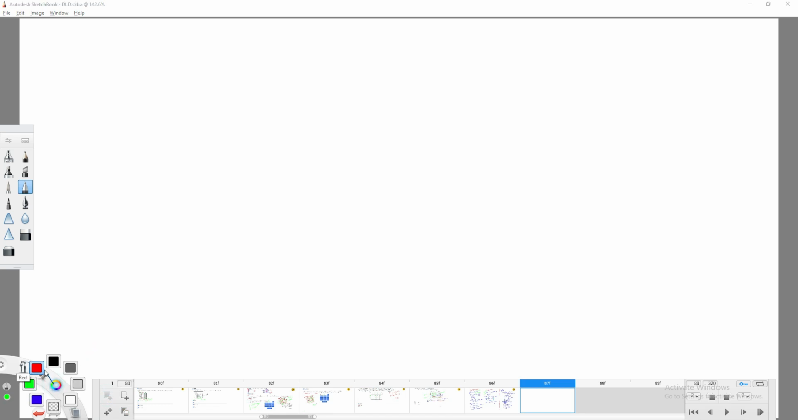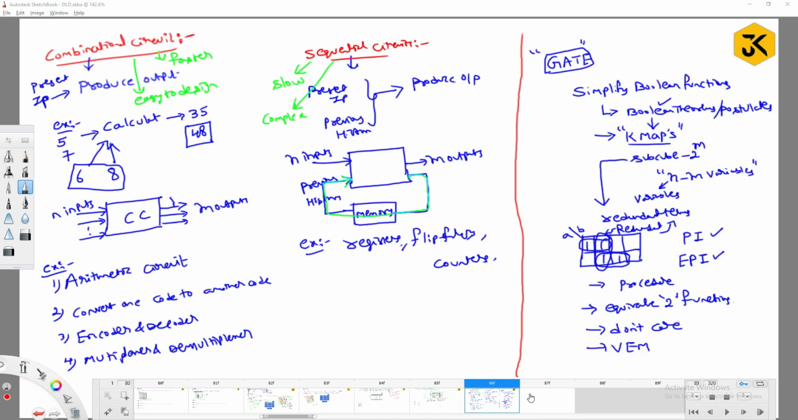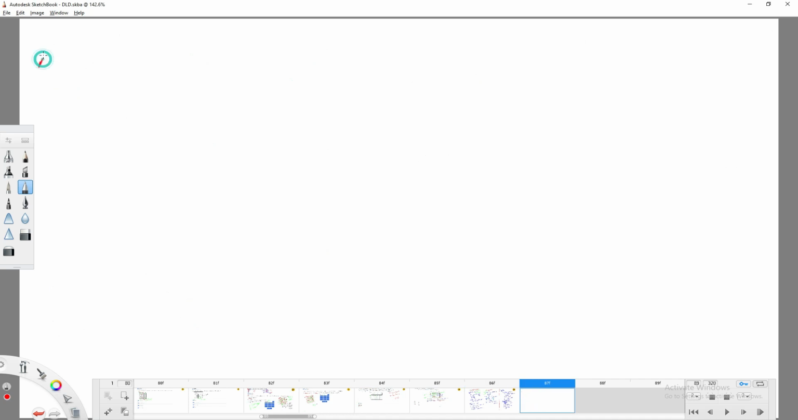So now I will take one of the combinational circuits, like arithmetic circuits. These arithmetic circuits come under combinational circuits only, right? That's why I have taken the example. One of the arithmetic circuit examples is adders. Adders means you are going to have any data, and that data is going to be operated on.